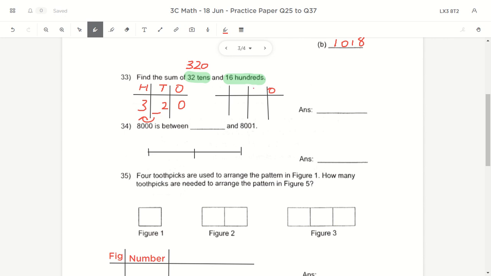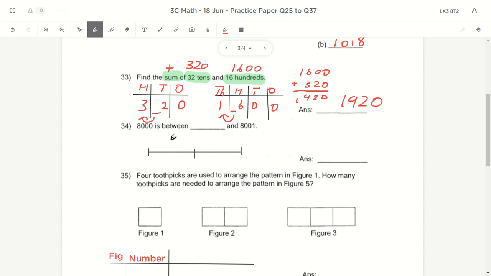Same thing for 16 hundreds. Okay, place value first. 16 hundreds is here. I know I cannot put 2 digits in one place value. I need to regroup 10 hundreds to 1000. So I erase away the 1 over here. I put 2 zeros at the back. So I know that 16 hundreds is actually 1600. Sum means you add them together. So all you need to do is to just add them together. So let's do it here. 1600 plus 320. So the answer is 1920.